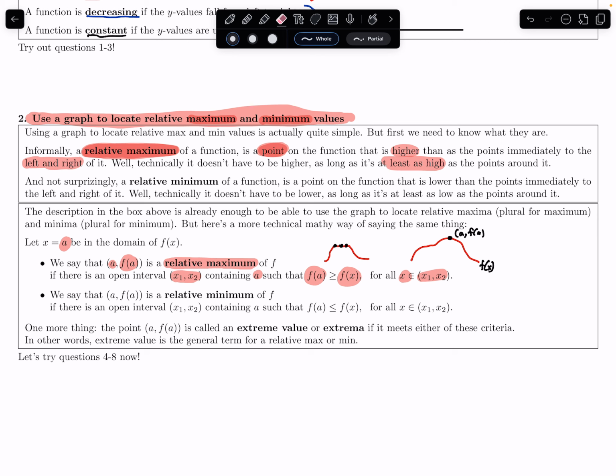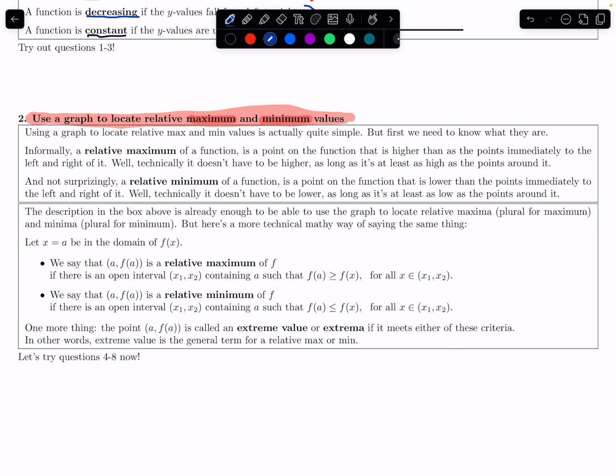Okay, so once you have that concept in mind, when you move on to the relative minimum, it's going to be the same idea, just on the lower side instead, right? It's going to be the same thing except on the bottom instead of the top. So what is it? Let's look at it in a different color. A relative minimum is again a point that's lower than the points immediately to the left and right. And again, technically, it doesn't have to be lower as long as it's at least as low as the points around it.